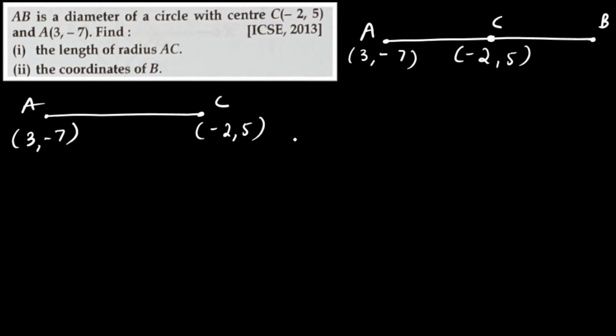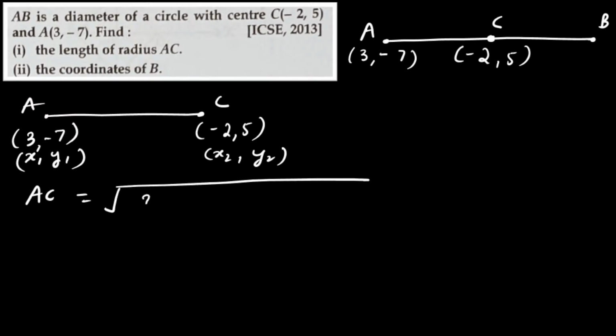So that length means distance. Length means distance here in coordinate geometry. So AC, like we did in the previous question, this time considering the coordinates of A as x1, y1 and C as x2, y2. So AC is equal to the square root of (x2 minus x1) whole square plus (y2 minus y1) whole square.